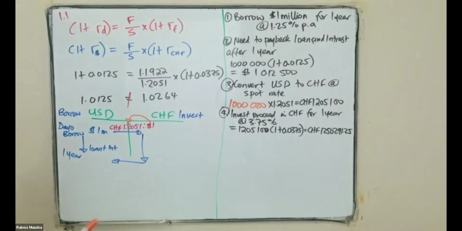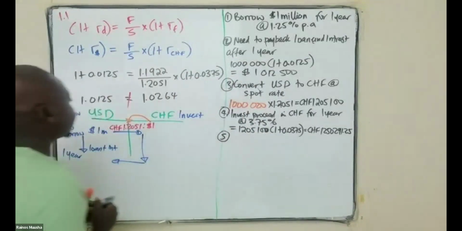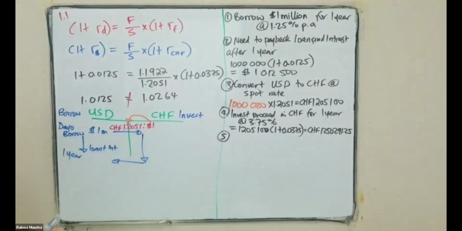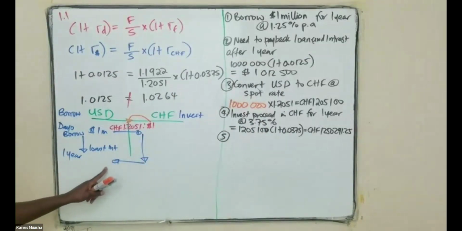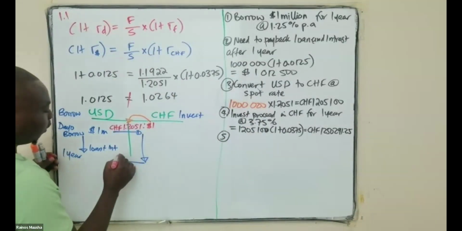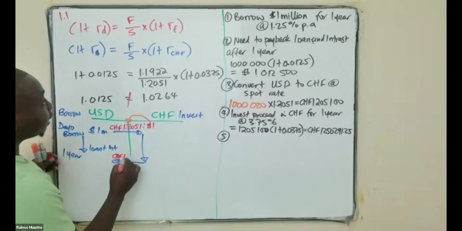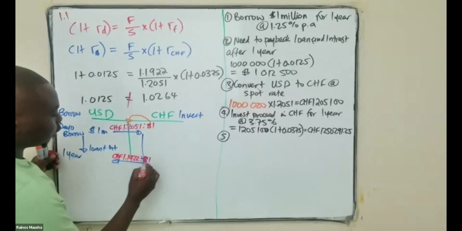Next, step number 5. We now need to convert this money back to US dollars, isn't it? And remember, we're going to be converting this money back to US dollars at the forward rate of how much? At the forward rate of CHF 1.1922 gives you $1.